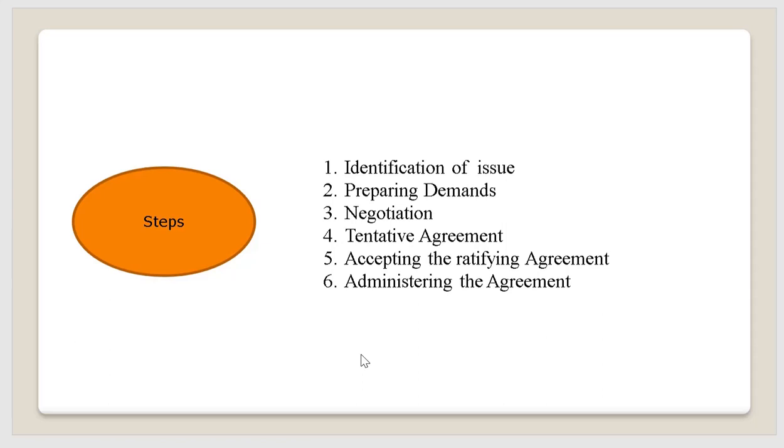Next, negotiation for approval of their demands. Next, the fourth point, reaching an agreement. And the fifth point, they will be entering into the agreement. Next, the sixth point, they will be administering the agreement, checking whether everything is going fine, or whether the people are following the rules mentioned in the agreement or not. So this is about the steps, so simple steps, but it takes a lot of time.